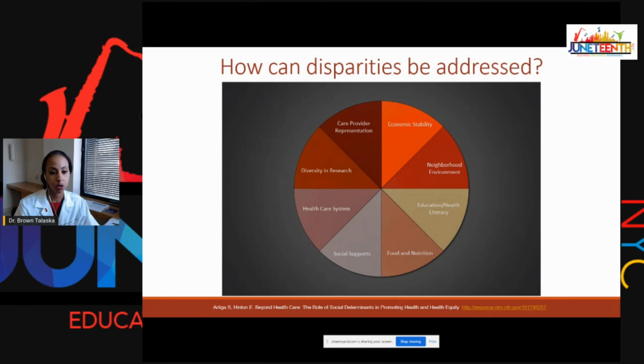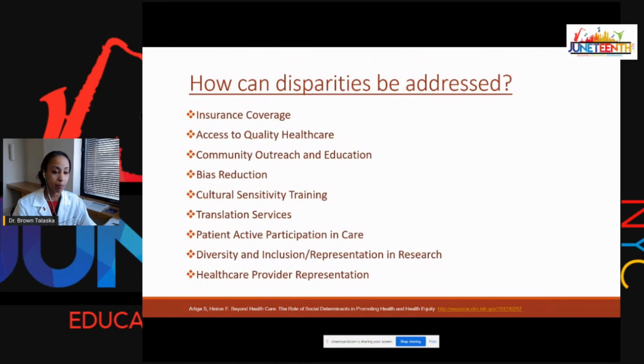So this pie shows you, all the different colors show you the contributors to health disparities, and we'll mention them here. In brief, this is just a few of the contributors: insurance, access, bias, translation issues, right? These things can be addressed by providing translation services, providing bias reduction training and cultural sensitivity training, providing community outreach and education and access to good quality food and healthcare and insurance that's equitable.